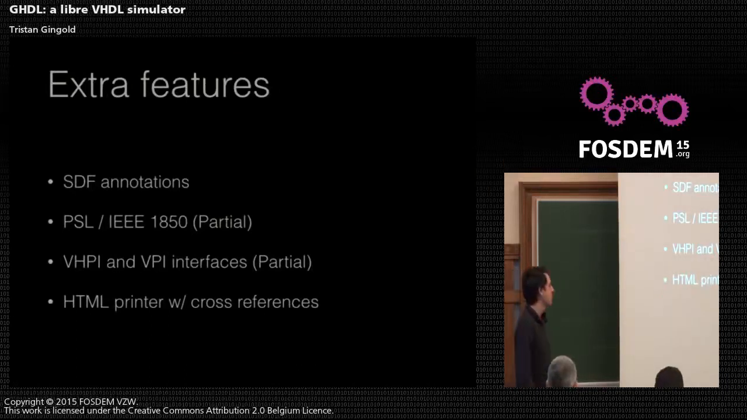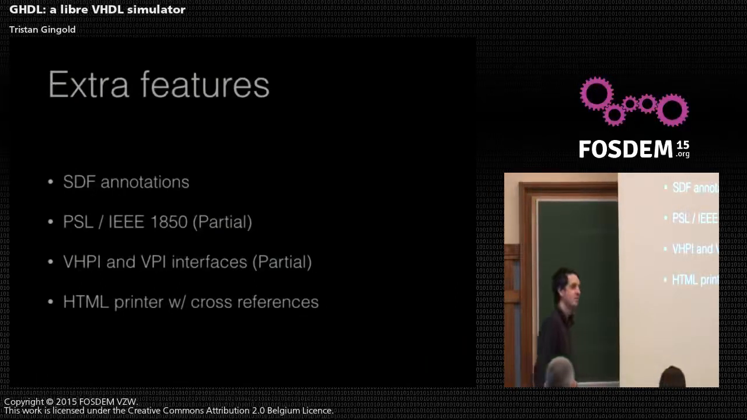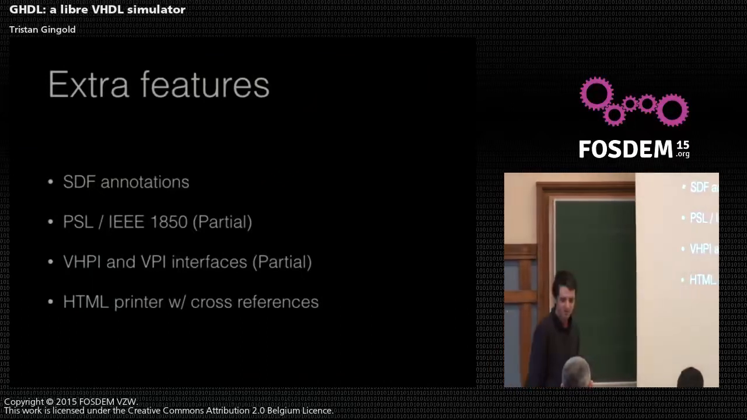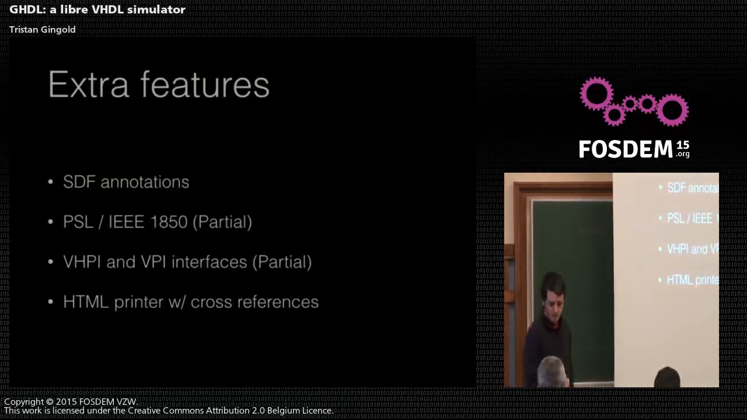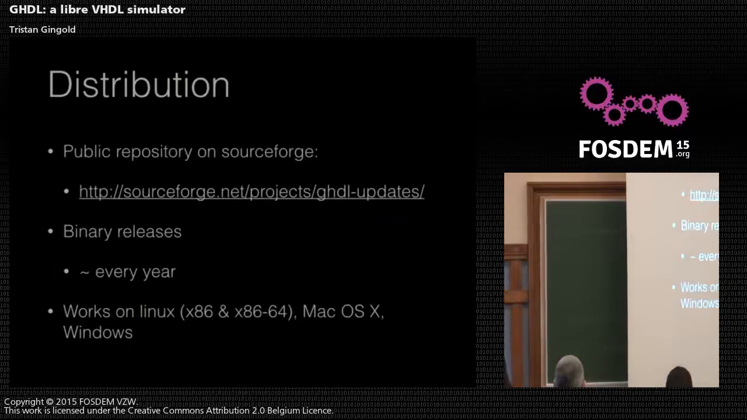There are also a few nice tools. There is an HTML pretty printer, so it colorizes your files and also adds cross references. So if you click on an identifier, you see where the definition is. It's not very complex to do, but it's the kind of thing you can do easily with GHDL.